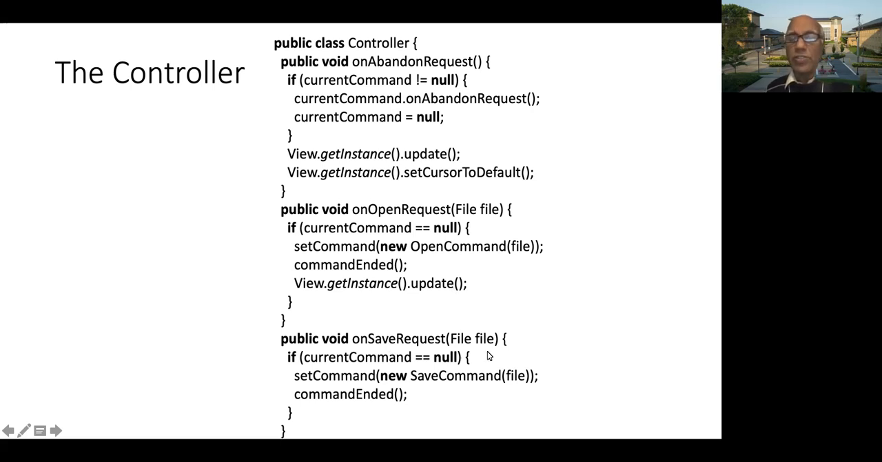Similarly, save request. The user would specify the file into which the drawing should be saved. And if there is nothing going on, if there is no shape being drawn, we create a save command object, which will actually save the drawing. And we set current command to null in the command ended method.